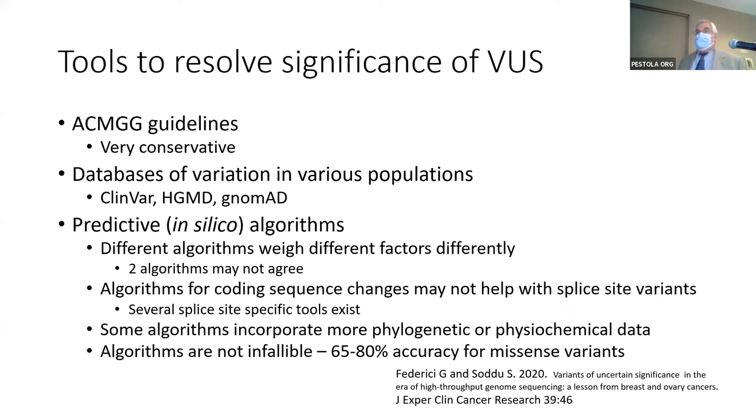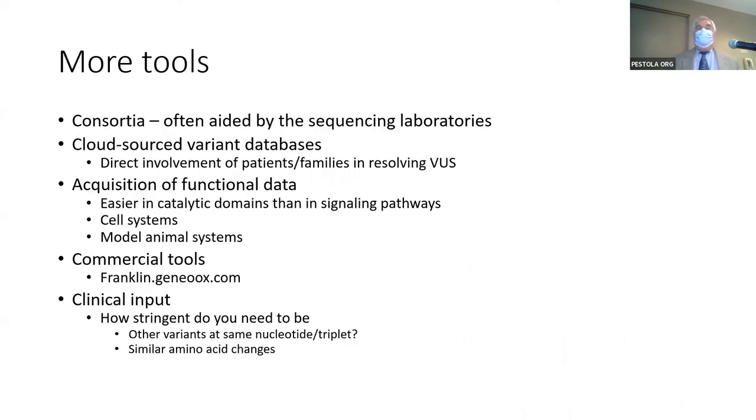Okay. Some of the algorithms do incorporate some of this phylogenetic information, i.e. it's invariant across multiple different species, or physical chemical difference, because they can read the chemistry books. But their accuracy, 65 to 80%. Algorithms are better than a coin flip, but it depends. Okay, so how do you resolve the rest of them?